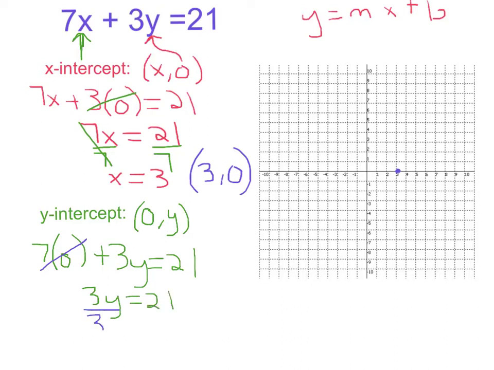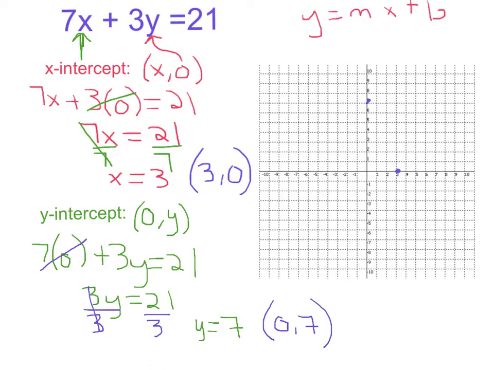So divide by 3 and divide by 3. You should get that y equals 7. And if y equals 7, then that means that the y-intercept is at the point 0, 7, because that's what y equals when x is 0. So if we plot that point, 0, 7, we have the other intercept.